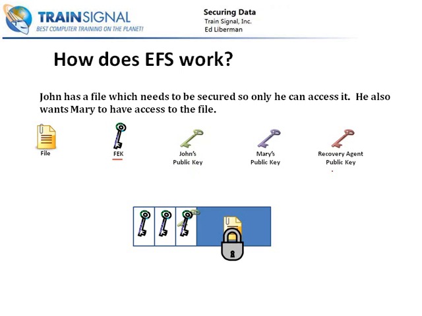We take John's public key and encrypt the first box, so we've locked it with John's public key. We take the next box and lock it with Mary's public key. And we take the third little box and lock it with the recovery agent's public key. We now have a completely secured EFS piece of data.